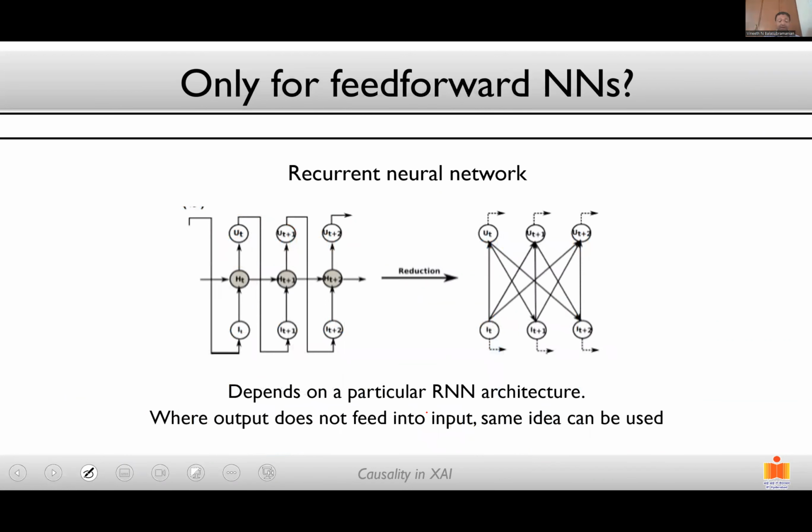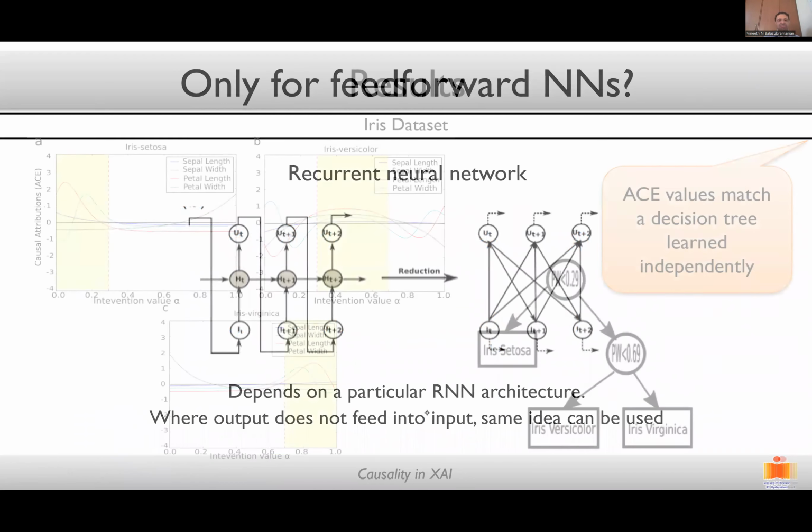We show that a similar thing can also be done with recurrent neural networks, handling time series data, also as part of our framework.